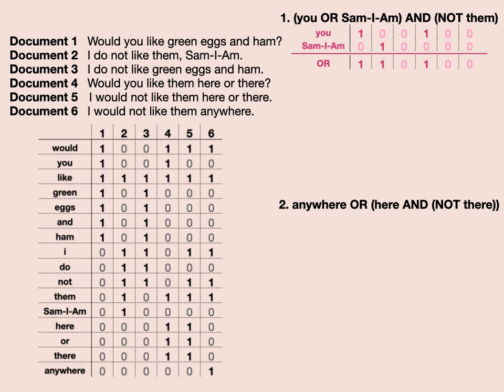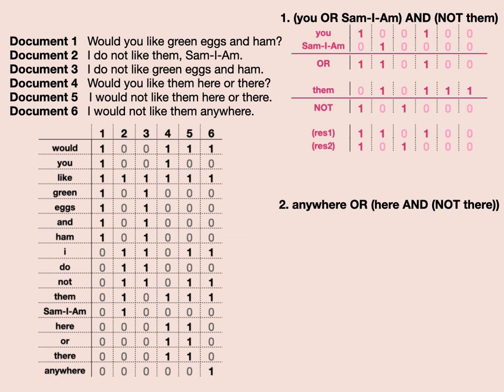We also need to take the not of them, so we'll take them and not it out, so only the documents that don't contain them. Result 1 is that union of you and Sam I am, and result 2 is the not of them. The only document that satisfies this is document 1. So it has you or Sam I am, and it doesn't have them. Great.